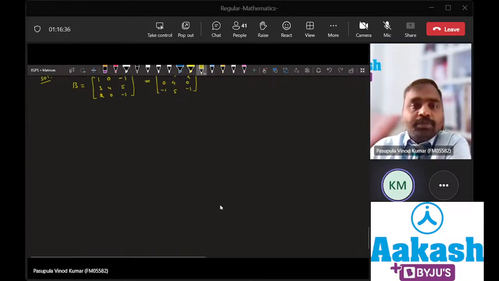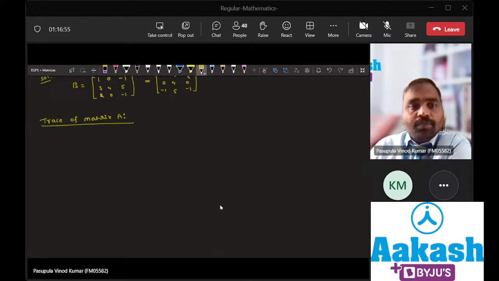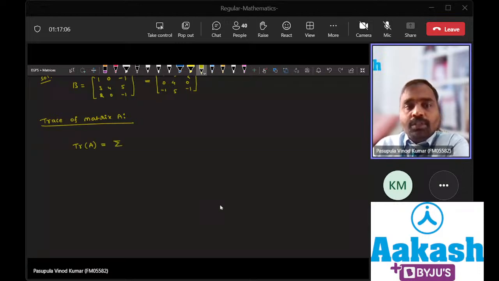Next, what is the trace of a matrix? Trace of a square matrix. What is trace of matrix A? Right. So trace of matrix A is nothing but what is it? The trace of A will be represented with tr of A. Trace of A is equal to the sum of all diagonal elements.